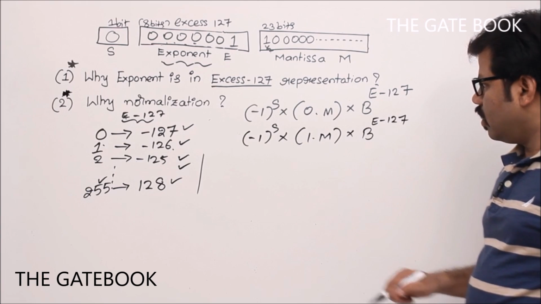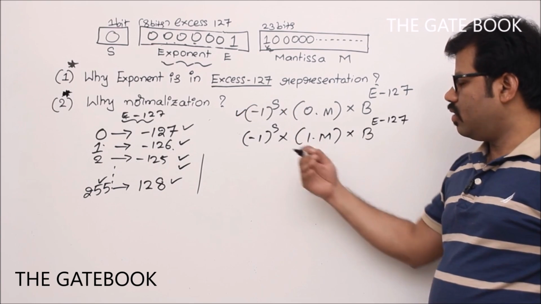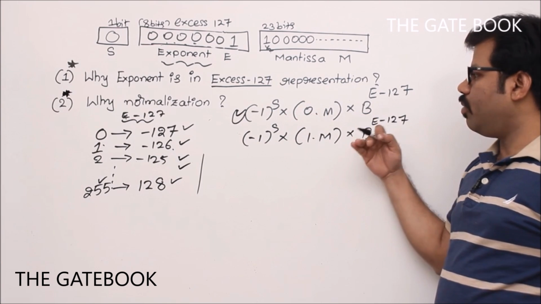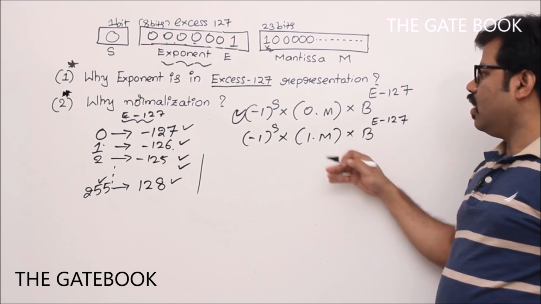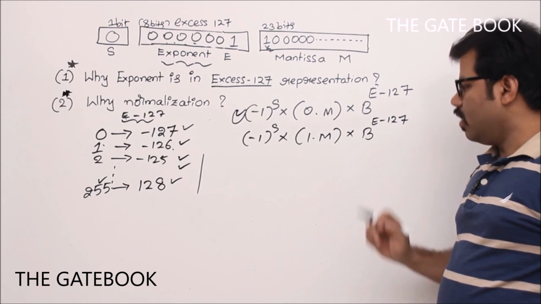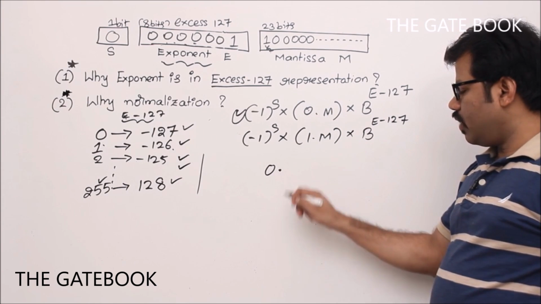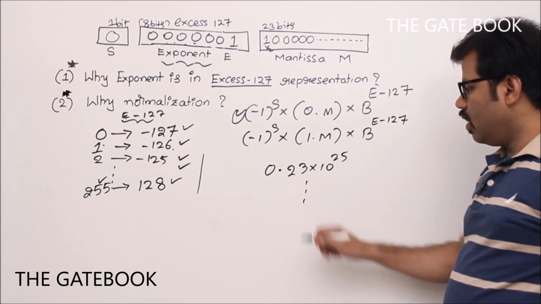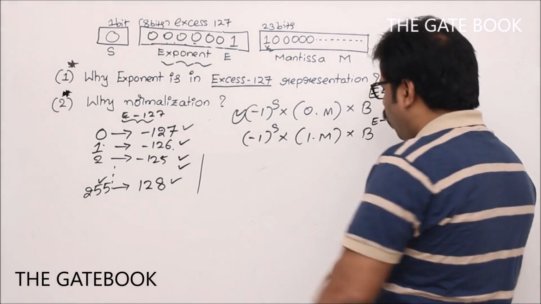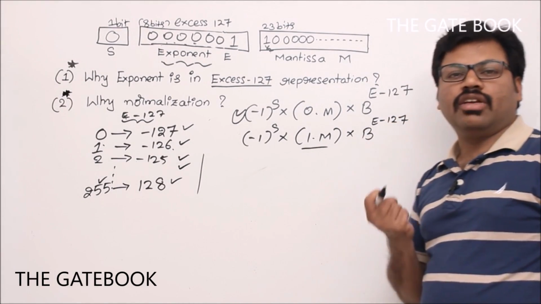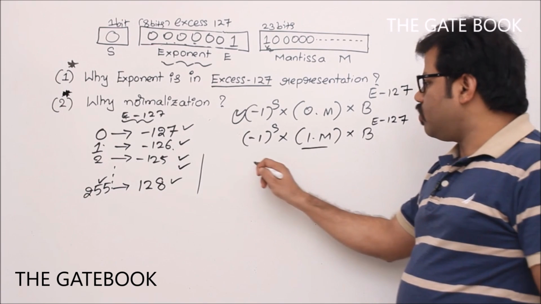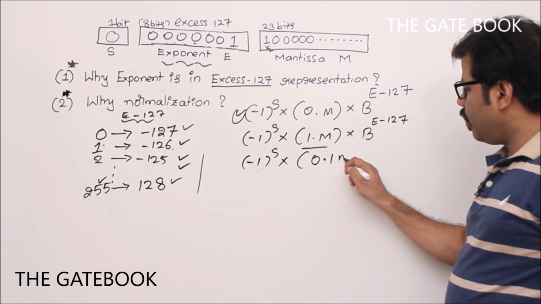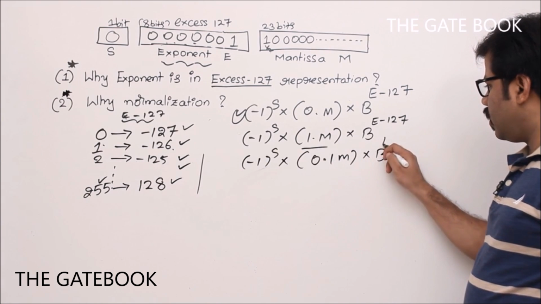Now the question, sir: while teaching decimal representations, that means when we were discussing human beings and their representations, then you use 0.m, correct? Still in our general conversation we use it like this, we write 0.23 into 10 power 25, right, as a human being. But suddenly when it comes to computer, why do we use 1.m? What's so special in 1.m? So sometimes we use -1 whole power s into 0.1m into base power e minus 127.